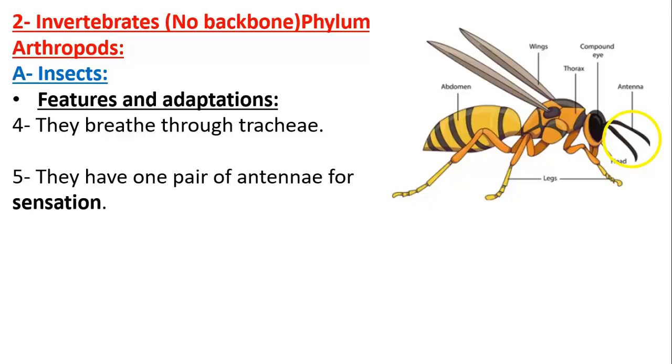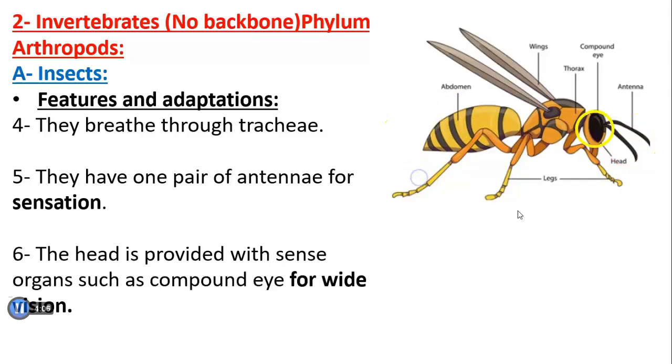They have 1 pair of antennae, which means 2 antennae. What are antennae useful for? They are useful for sensation. They sense any stimulus or any change in the surrounding environment. Their heads, as you can see here, are provided with sense organs, such as the very compound eye that you see in front of you.